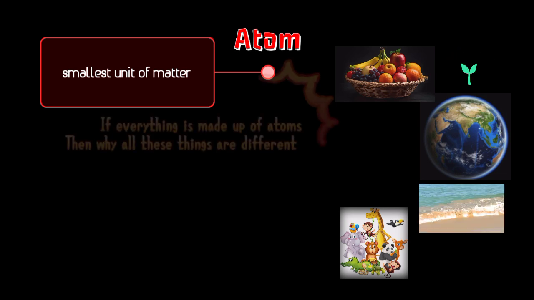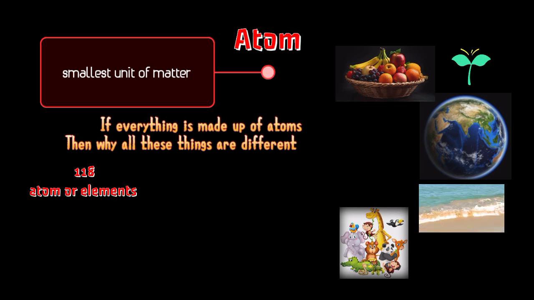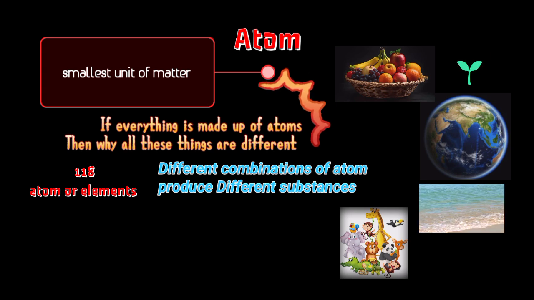Now here is a question: if everything is made up of atoms, then why are all these things different? For example, plants are different from animals. Well, it is because there are 118 atoms or elements present in this universe. Different combinations of atoms produce different substances.